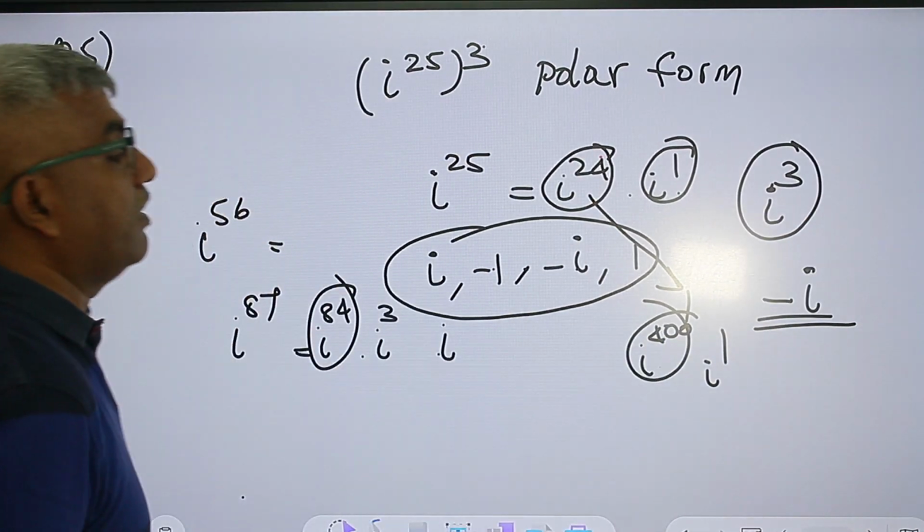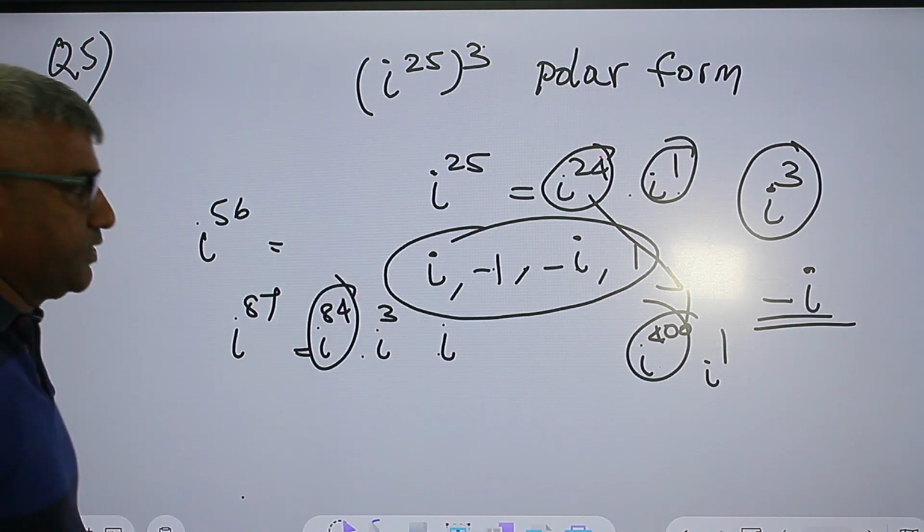Okay. They are asking polar form. First copy down this one.